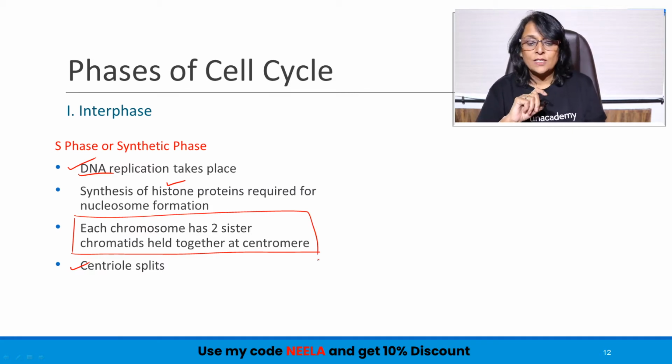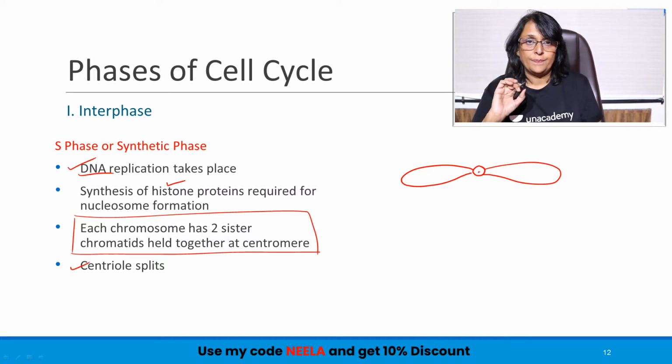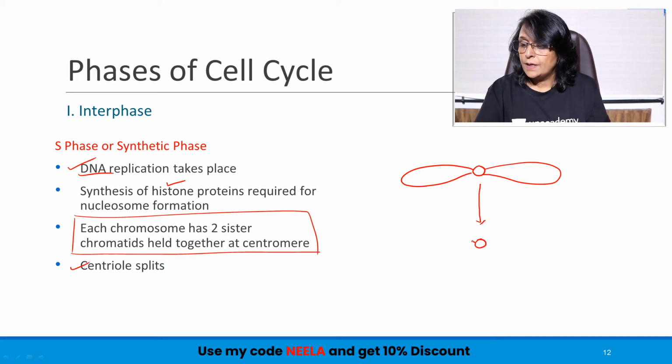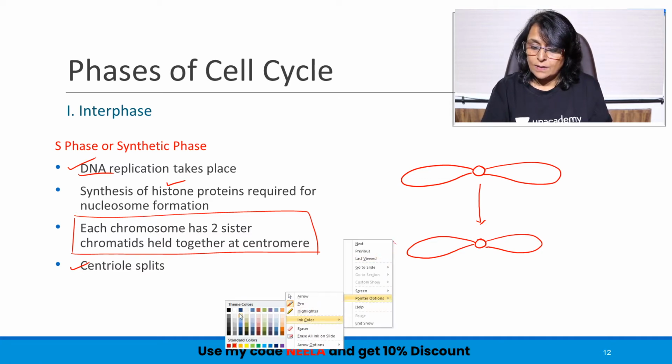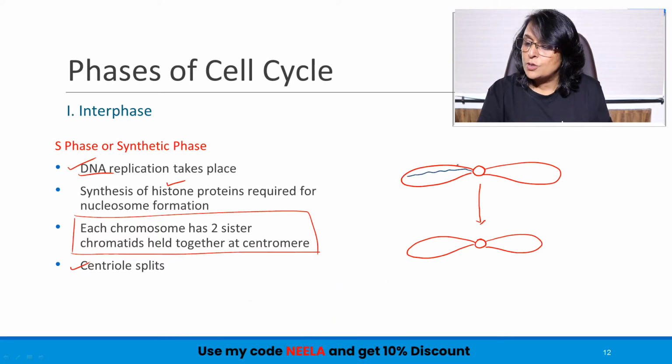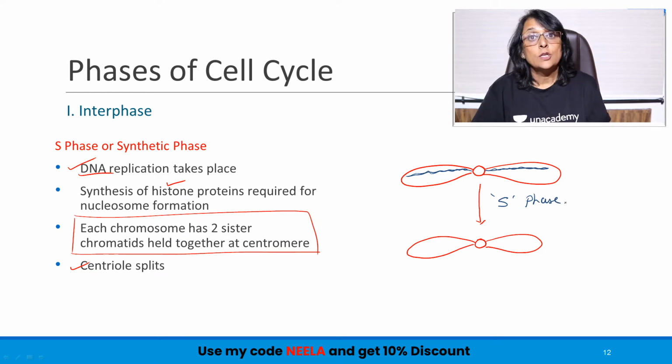Each chromosome has two sister chromatids. We have seen the structure of chromosome. Say this is our chromosome in G1 phase. DNA replication has not taken place yet. After DNA replication takes place, what is the change which is seen? So what happens here is, say this is the original DNA of this chromosome. The original DNA. And here is this S phase. So what happens in S phase?